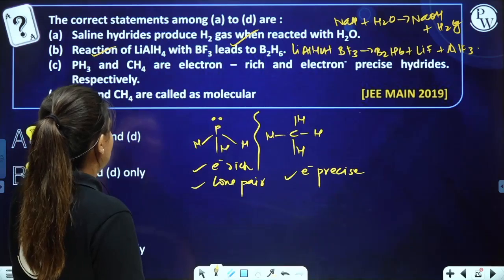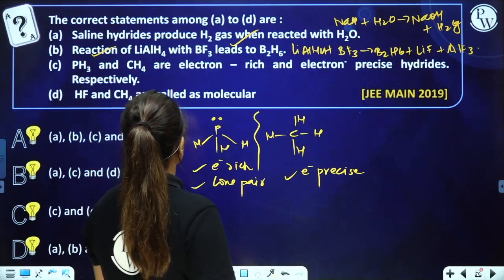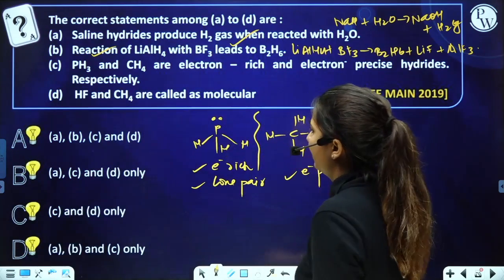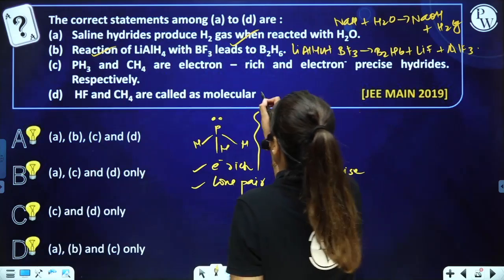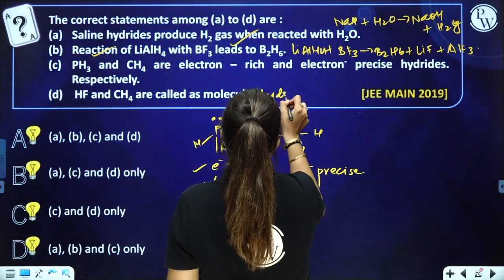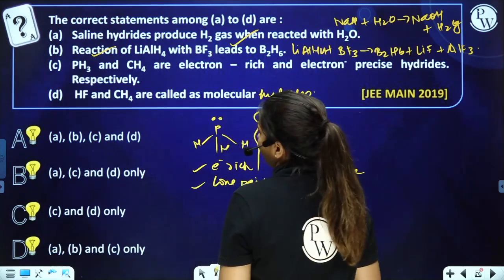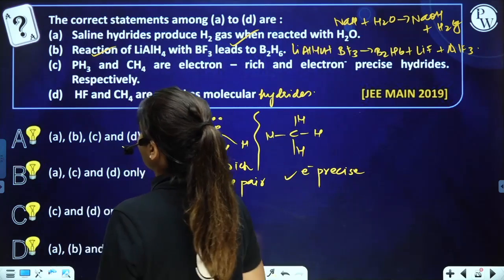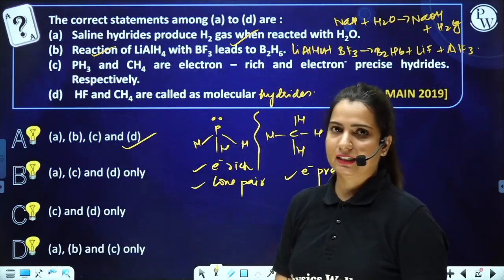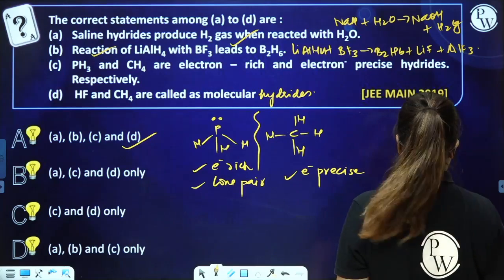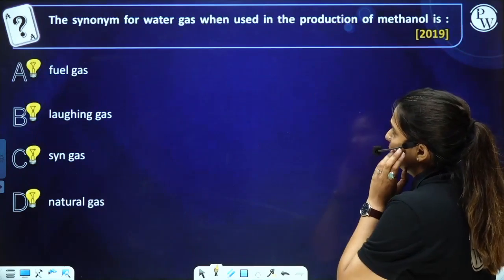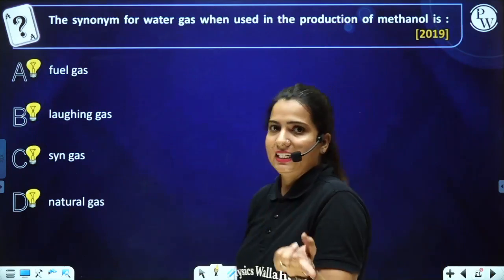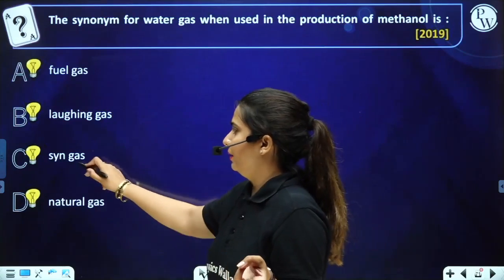HF and methane are called molecular hydrides, because we are studying this only. So methane is a molecular hydride and this is also a molecular hydride. So A, B, C and D, all of the options are correct. Okay. The synonym for water gas, we call it water gas, syn gas or synthesis gas. So the answer will be syn gas.